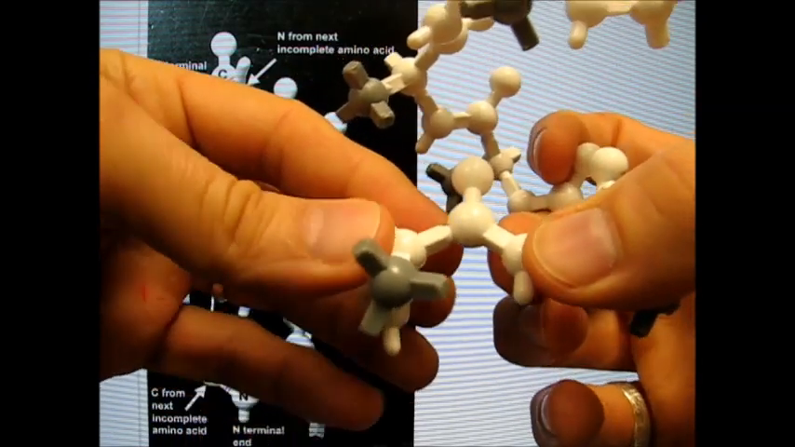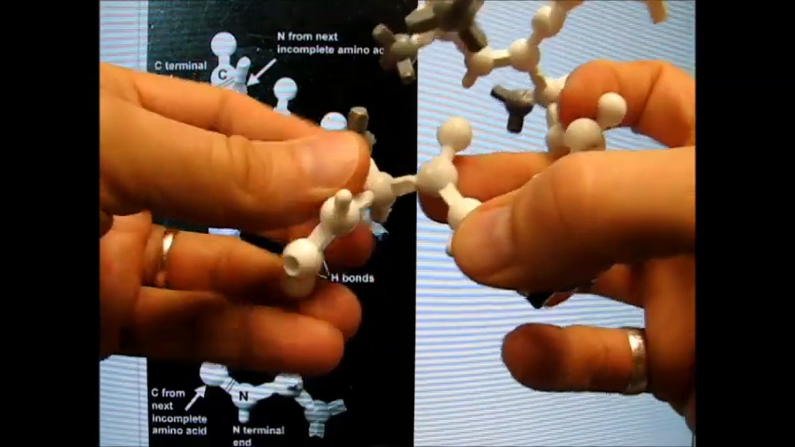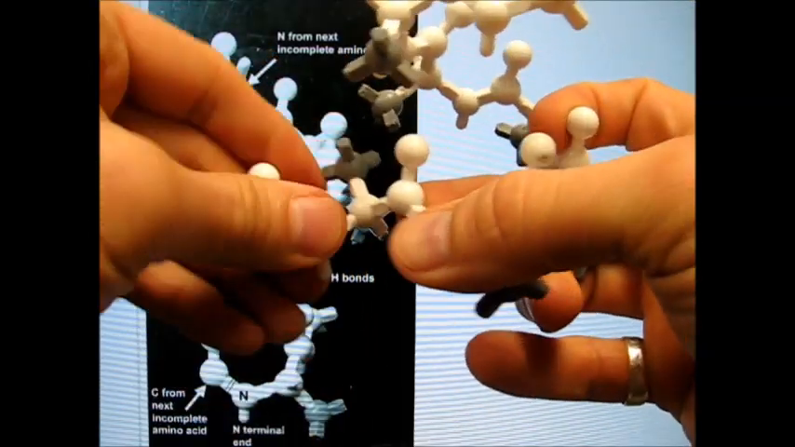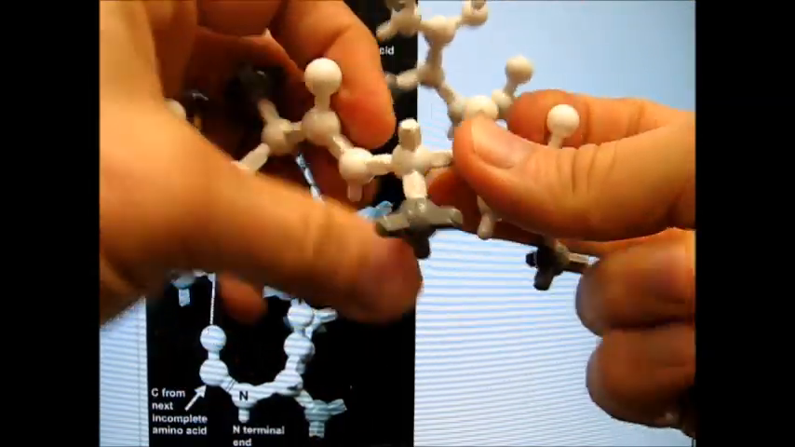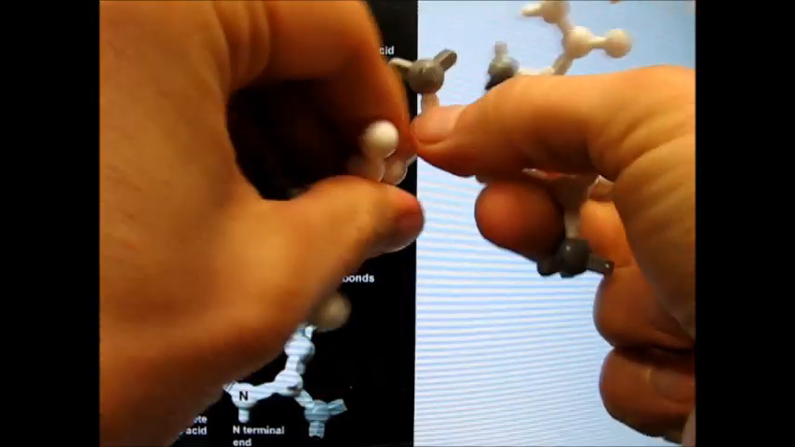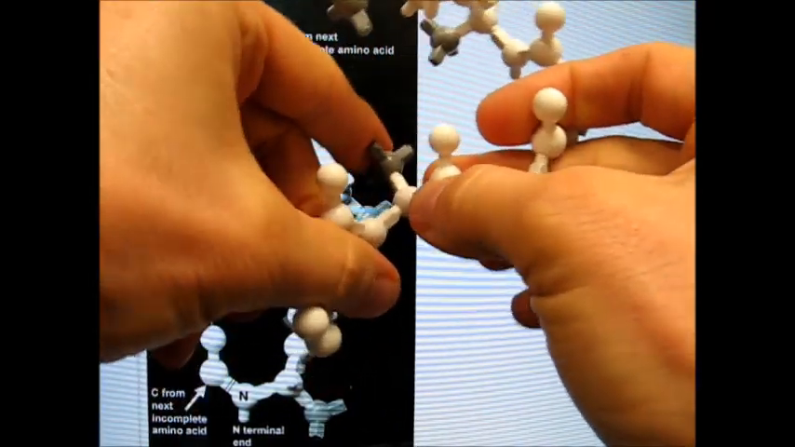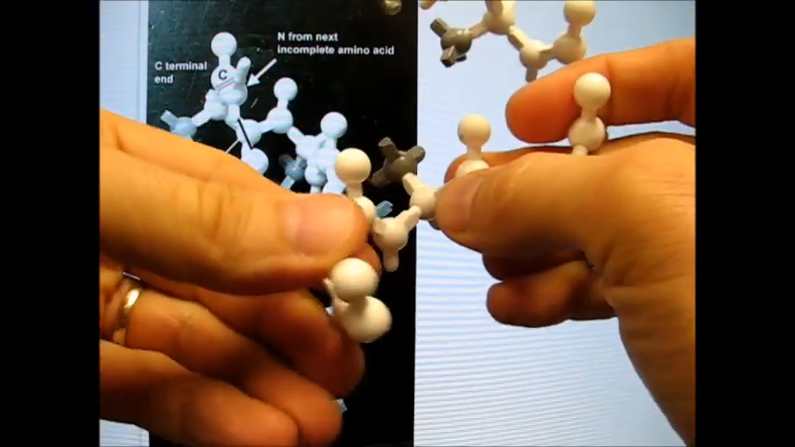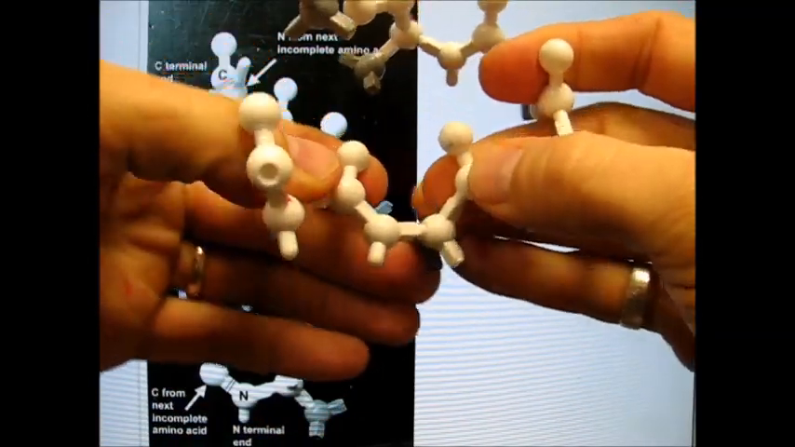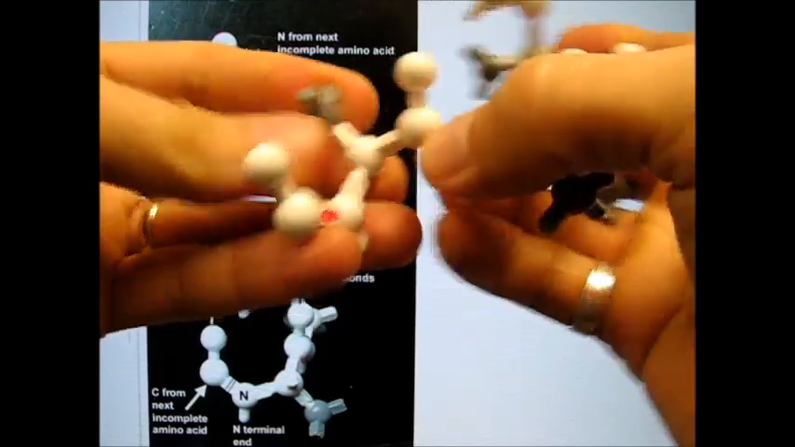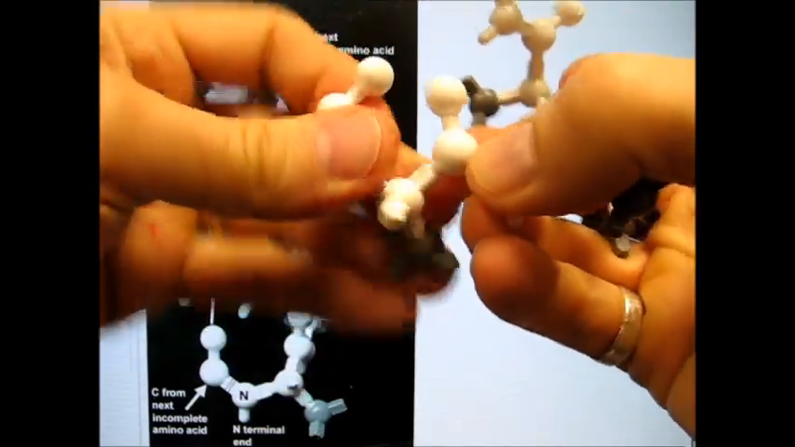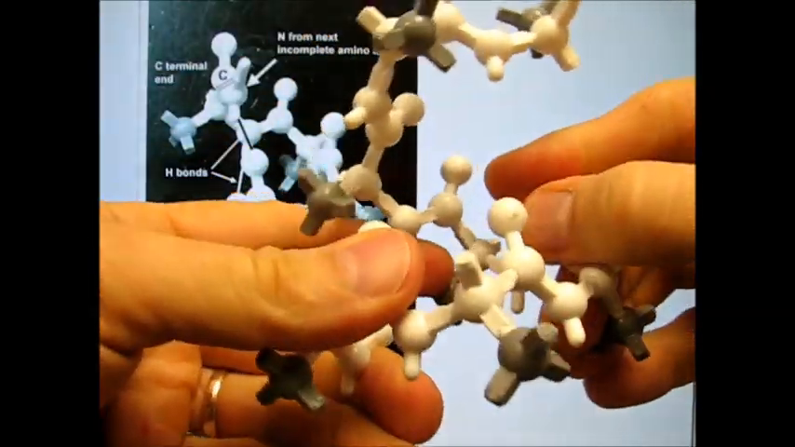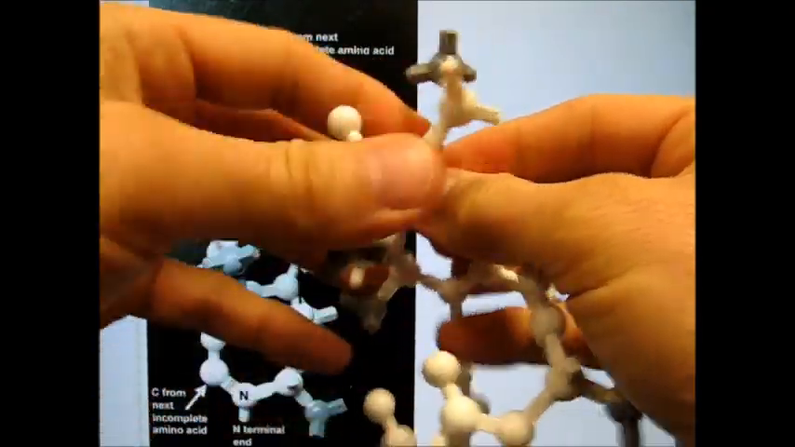So watch what happens. If I swing this R group up instead of down, now the helix is going around like a left-handed screw instead of a right-handed screw, and this is a common mistake. So I'm going to go ahead and swing these around again and make them point down, and now I have my beautiful alpha helix.